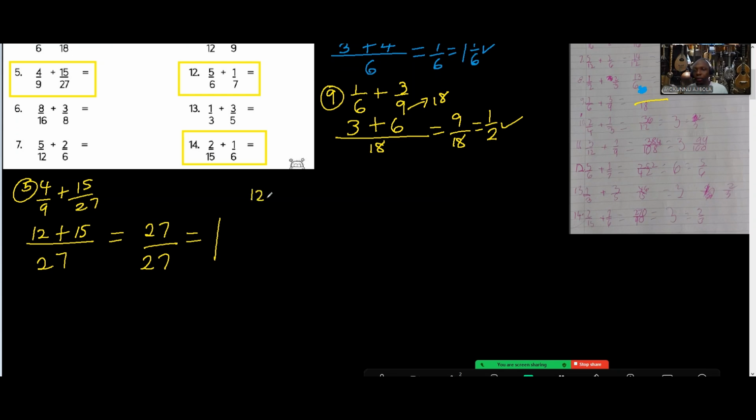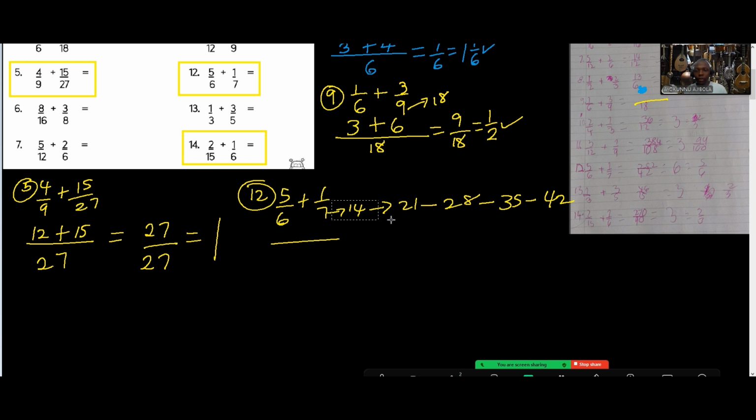Now, number 12, let's say 5 over 6 plus 1 over 7. 7 is not a multiple of 6, so we'll keep going with multiples of 7 until we see the one that's a multiple of 6. That's 14, no. 21, no. 28, no. 35, no. But 42, yes. 42 is also a multiple of 6. So we're going to remove all of this, and all we're going to use is 42.